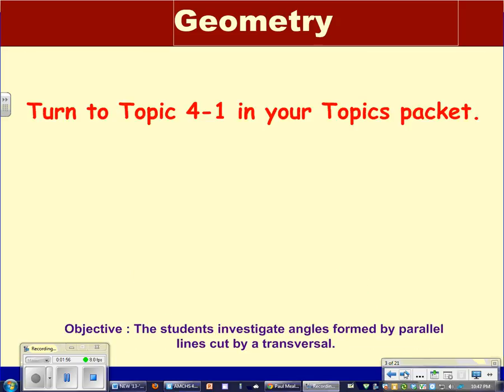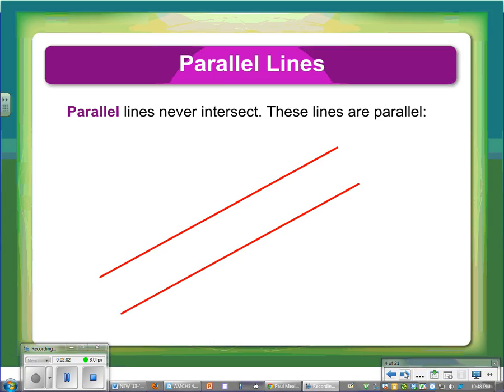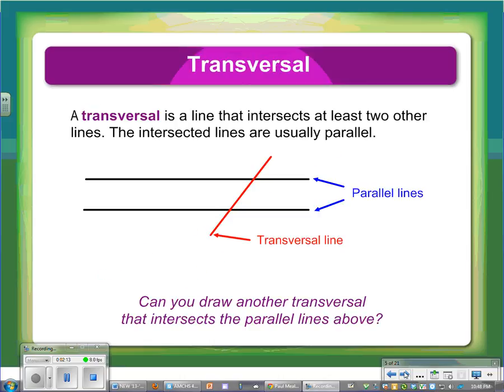All right, turn to topic 4-1 in your topics packet. This is what we covered yesterday. It had to do with parallel lines. So parallel lines, remember, are lines that never intersect. The lines that I have shown here are parallel. What was new to y'all yesterday was a transversal. A transversal is a line that intersects at least 2 other lines. These lines are usually parallel.